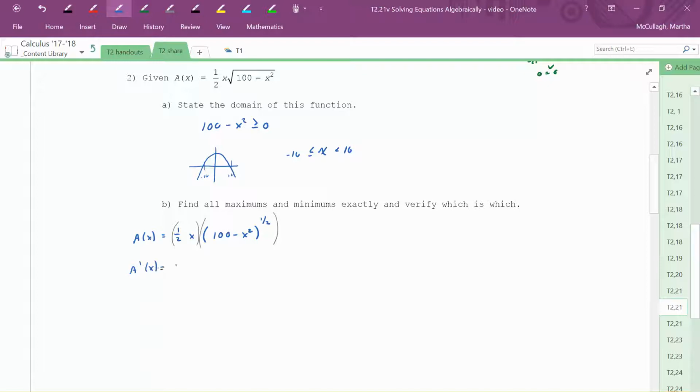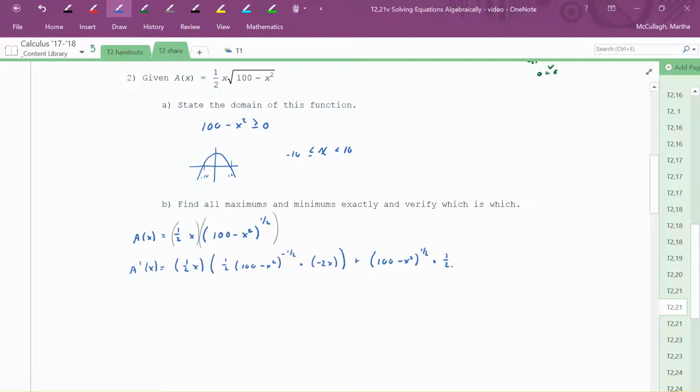is going to be my first times the derivative of the second. So 1/2 100 minus x squared to the -1/2. And then chain rule, I've got to multiply by the derivative of the thing that's in the parentheses, so by a -2x. And then plus the second times the derivative of the first, which is just the 1/2.